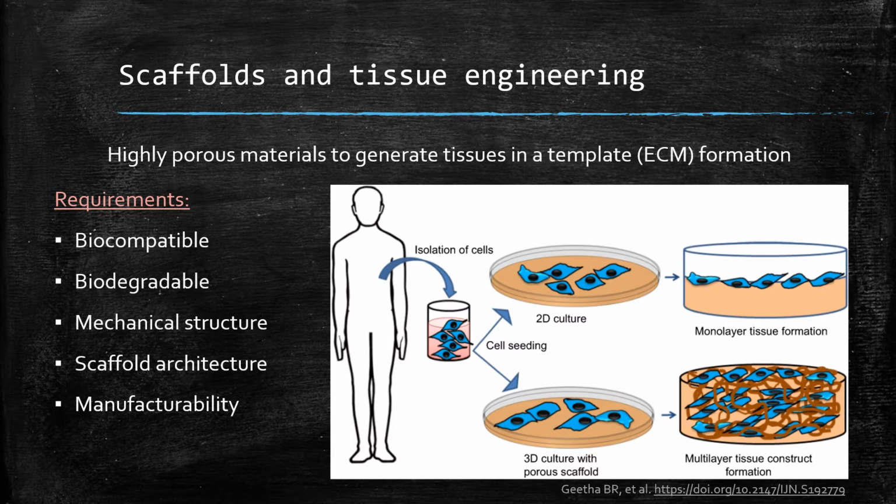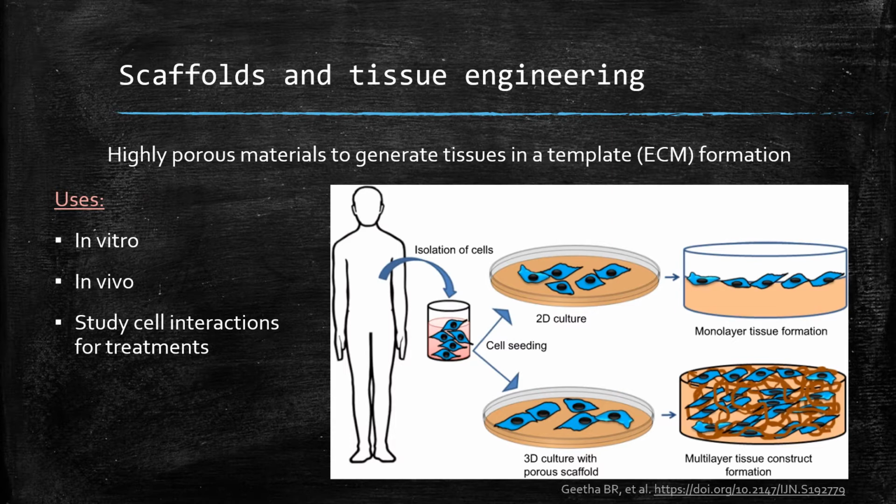Scaffolds allow departure from 2D monolayers by allowing 3D porous constructs that cells can seed into and throughout. The requirements for a scaffold are that they are biocompatible, biodegradable if going into the body, have good mechanical structure to avoid collapsing, and have a porous scaffold architecture to allow proliferation throughout, as well as good feasible manufacturability.